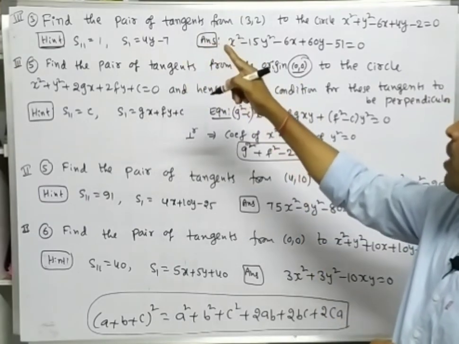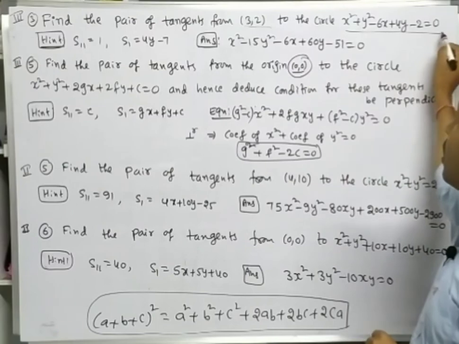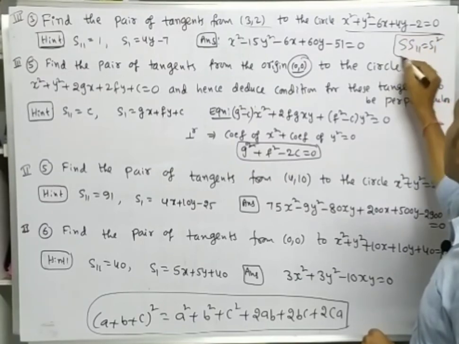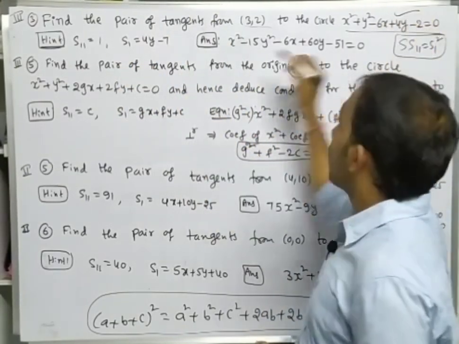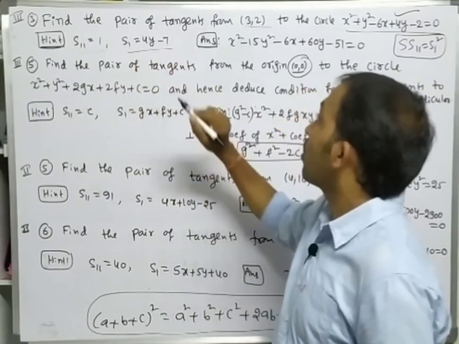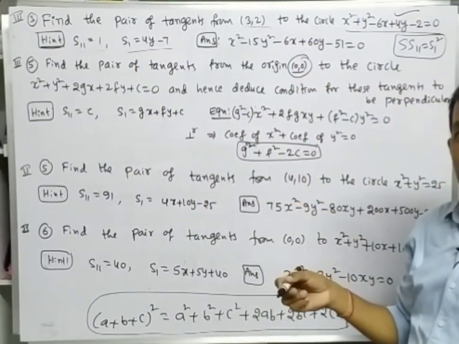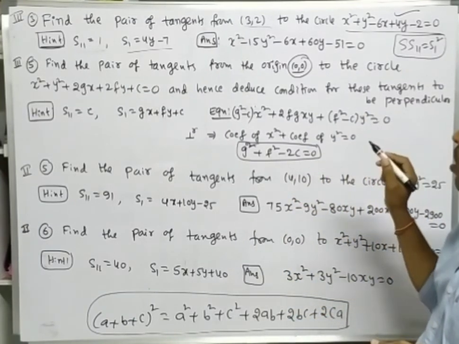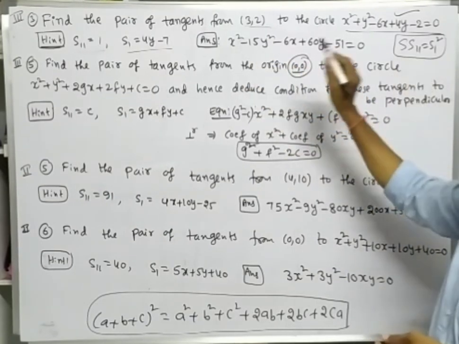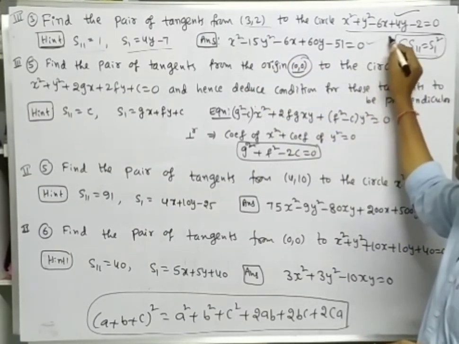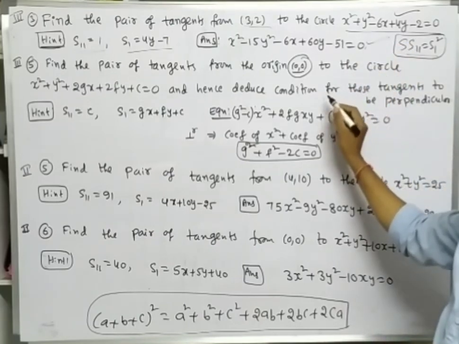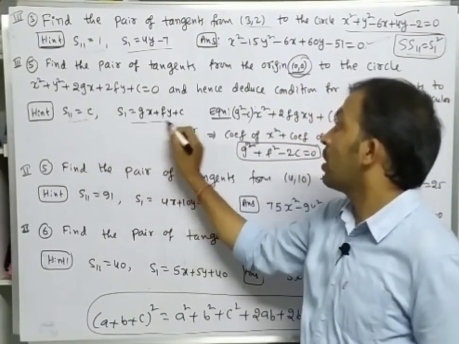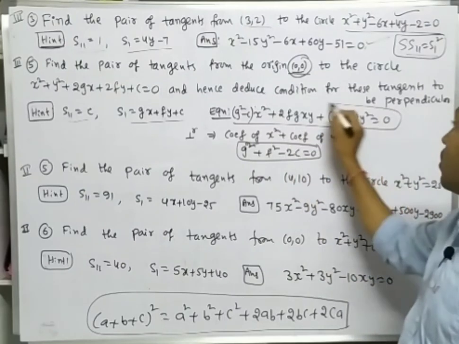So third problem, find the pair of tangents from this point to this circle. So the hints are in S into S11, the formula is S into S11 is equal to S1 square. S is this circle, S11 is 1, S1 is 4y minus 7. Find it. Already in the previous slide, I have explained about pair of common tangents. Now substitute all these values in this one, you will get this equation. Check this answer. So similar problem, this one, here point is origin, substitute S11 is equal to c, S1 is equal to this one. This is the equation of the common tangents.